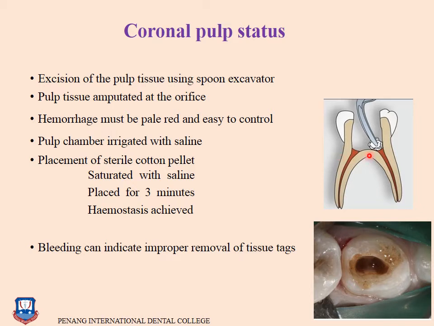The pulp chamber is irrigated with saline, after which a sterile cotton pellet saturated with saline is placed for 3 minutes, and hemostasis is achieved. Once you see the hemostasis is achieved, then you place the medicament. Bleeding from the pulp tissue means there is improper removal of the tissue tags.